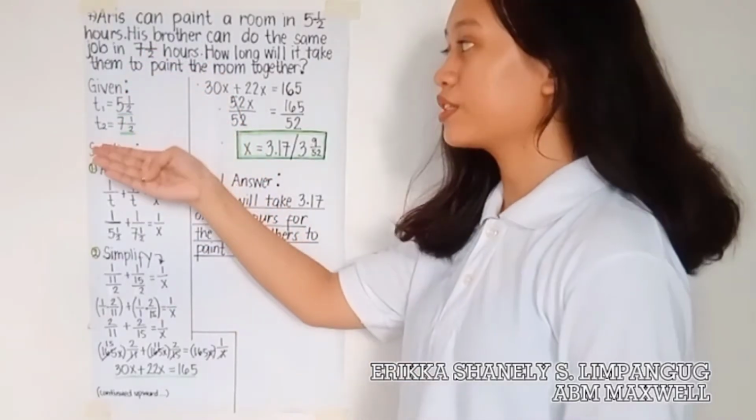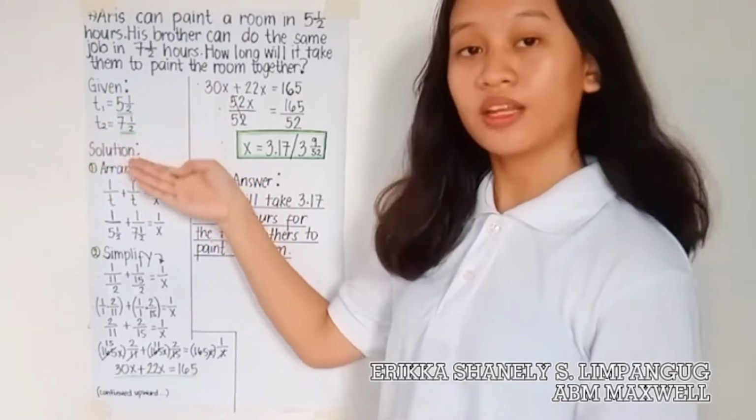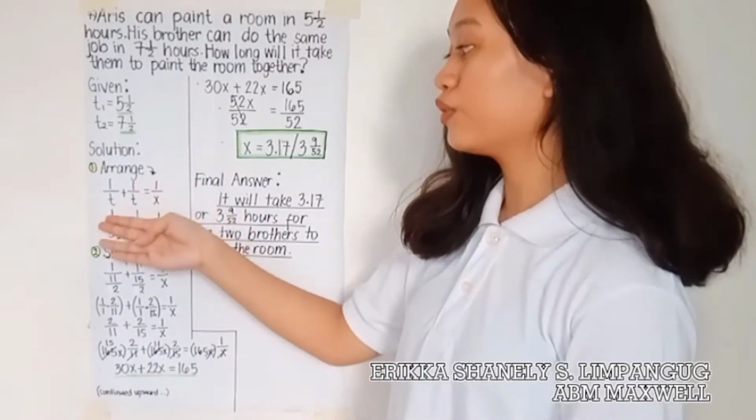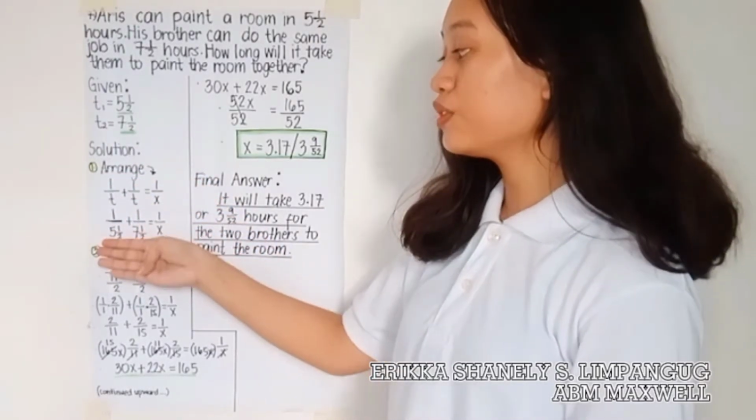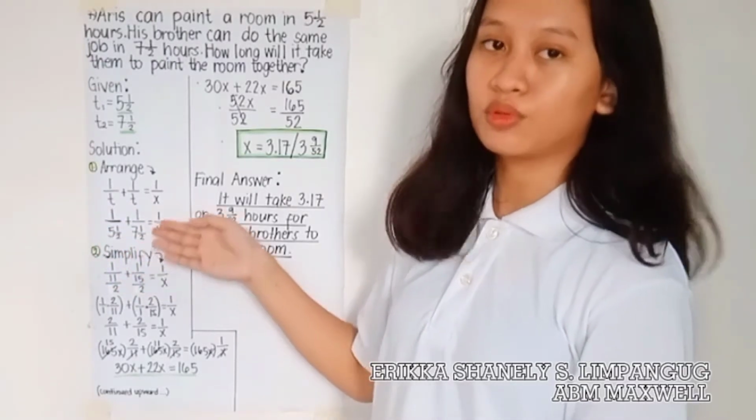For number 7, our first given is 5 and a half, which is Rose's time to paint the room, and then our second given is 7 and a half, which is her brother's time to paint the room. So for our solution, we have to arrange 1 over t plus 1 over t equals 1 over x. So we have to substitute our values, which will become 1 over 5 and a half plus 1 over 7 and a half equals 1 over x.